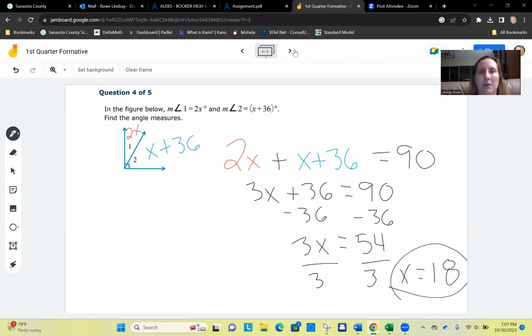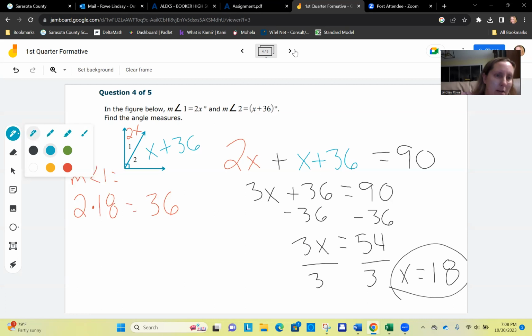That's not what they asked me to find. What was the question that we were trying to answer? Okay, the question we're trying to answer is find the angle measures, right? So what I need to do is plug that 18 back in for x. So 2 times 18 is going to equal the measure of angle 1, right? So 2 times 18 is 36. That sounds good to me.